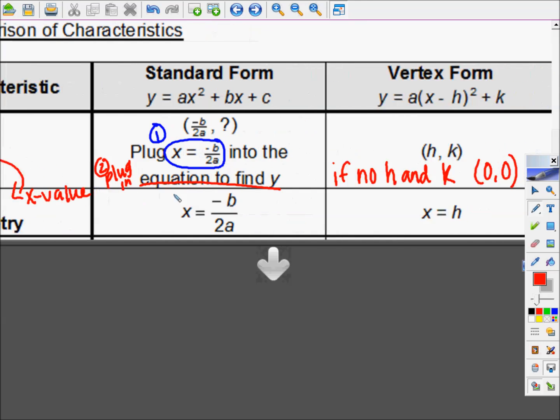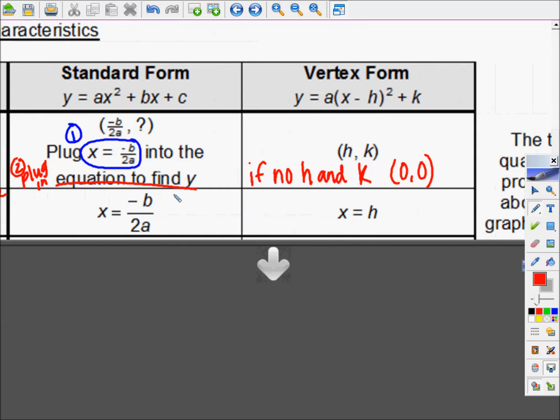So therefore in vertex form, your axis of symmetry is whatever h is. I like vertex form better. So the axis of symmetry is whatever h is. Oh yeah, because that's x. Exactly.